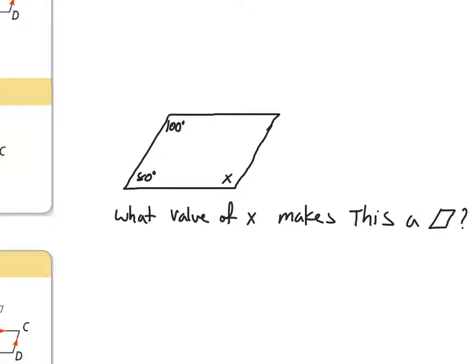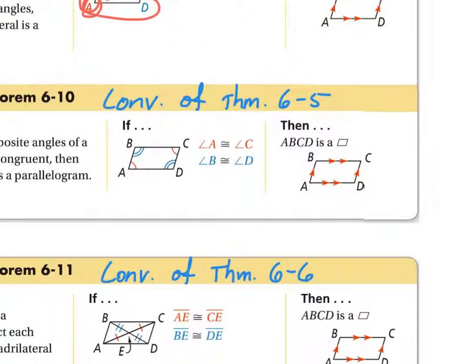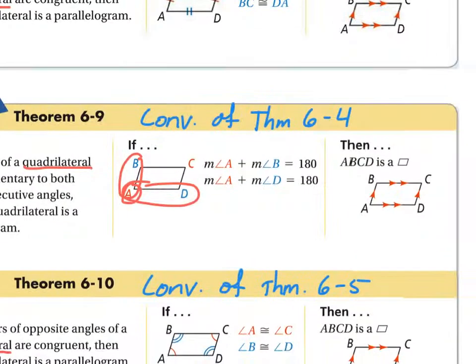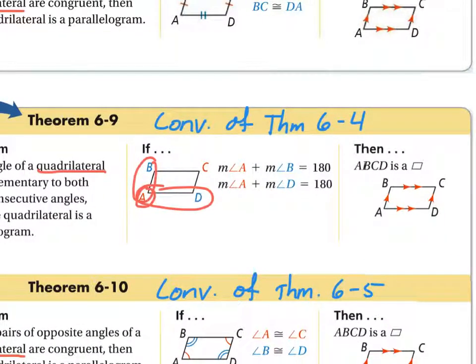So really what you're doing here is almost like you're just saying, let's just assume it's a parallelogram, and then we can use our properties. Because then we can say, yeah, opposite angles are congruent. What they're technically saying here is, what value of x makes this a parallelogram? So we need to go over and use, actually, this would be Theorem 6-9.